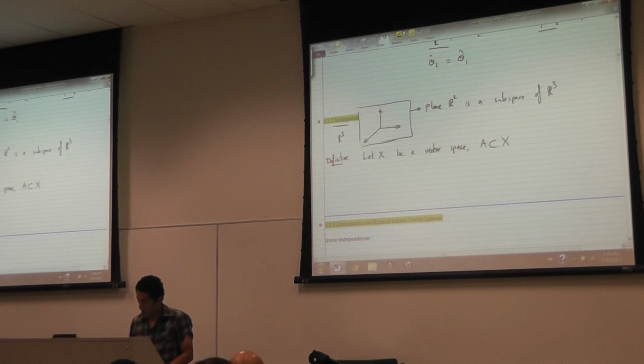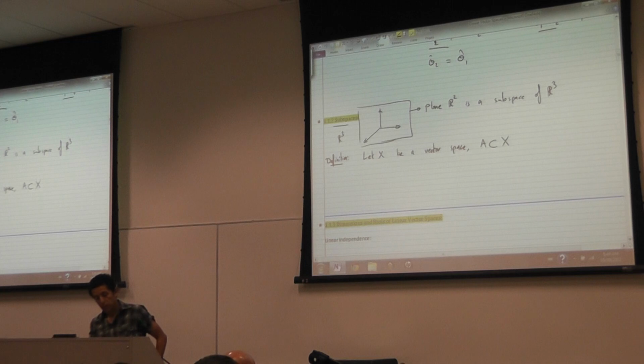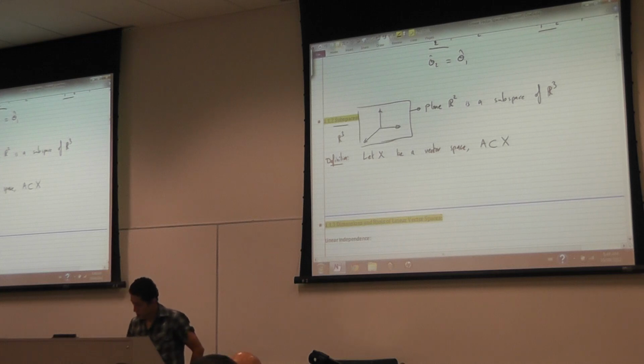A is a subset of X. We have a vector space. A is a subset of X. A is a subspace if it is both closed under addition and multiplication by scalar.